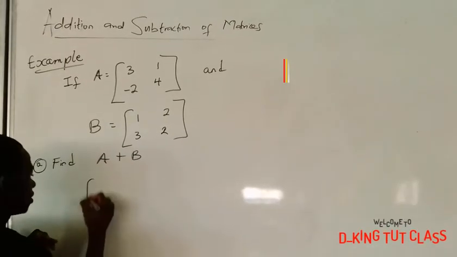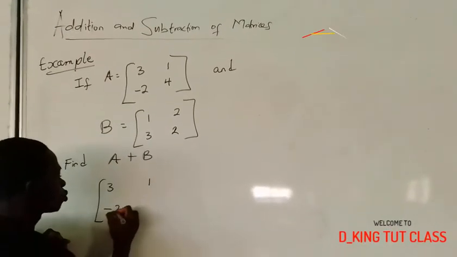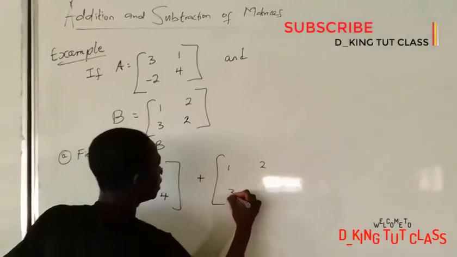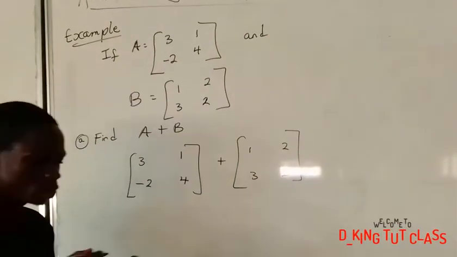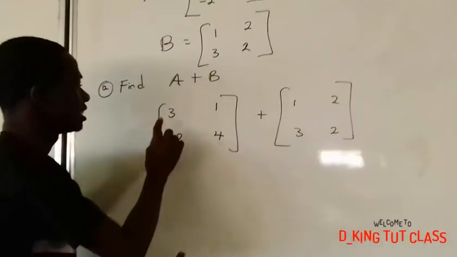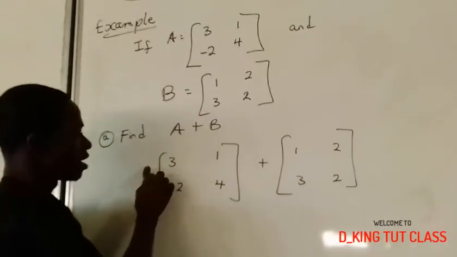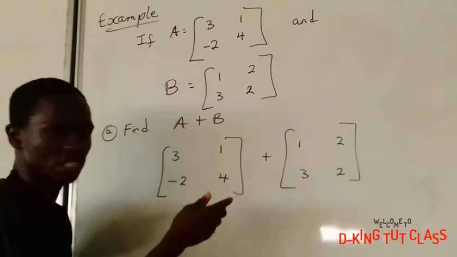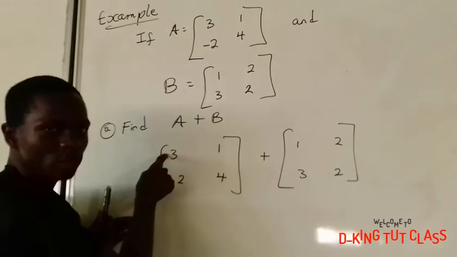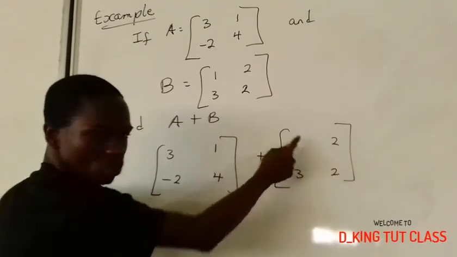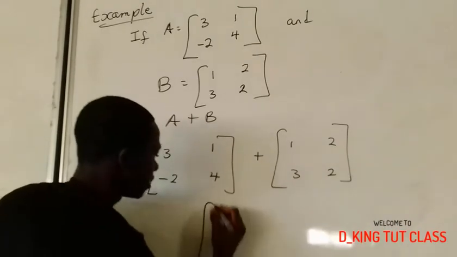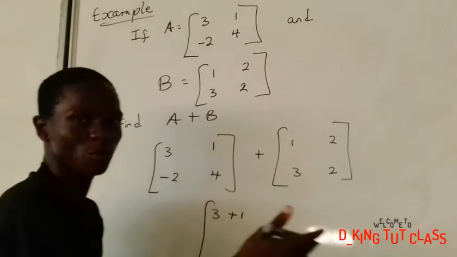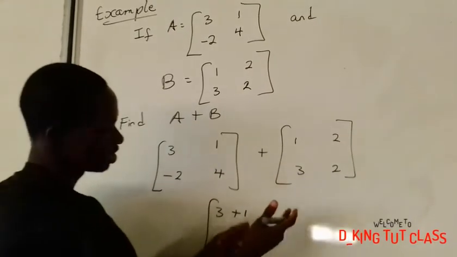So let's say our A plus B. Very, very easy. If I put my 3, 1, minus 2, 4, I'm adding it up with my 1, 2, 3, 2. Now, in adding it up, what you just need to take note of is that I'll be adding based on the cells. Don't forget from our previous class, these are rows and these are columns. So we'll be adding each of the cells. I'll add row 1, column 1 with row 1, column 1. I'm trying to make it as simple as possible so that when we get some other ones, it'll be easier for us. So that's how I'm writing it step by step.